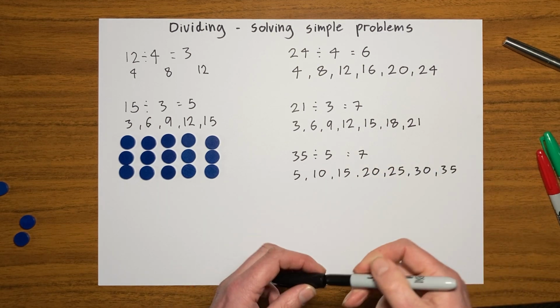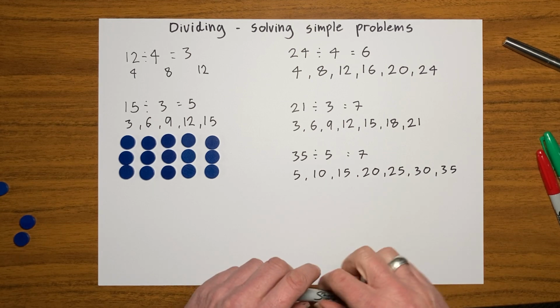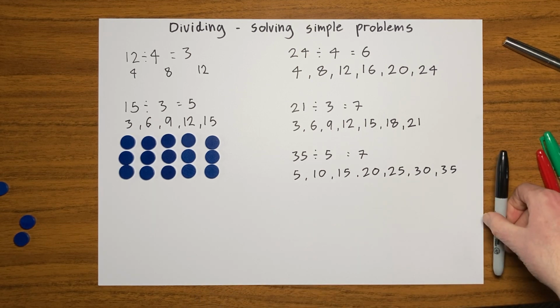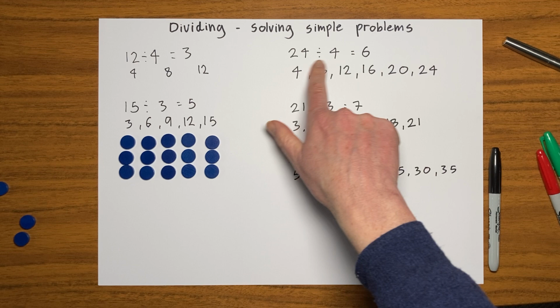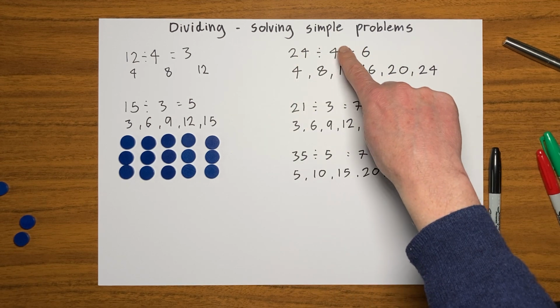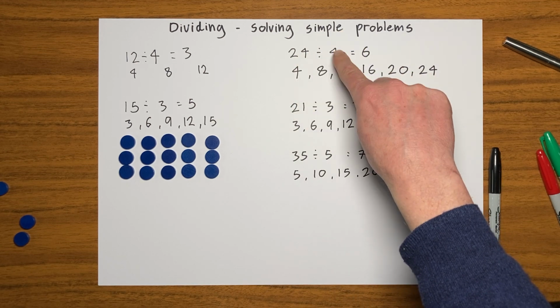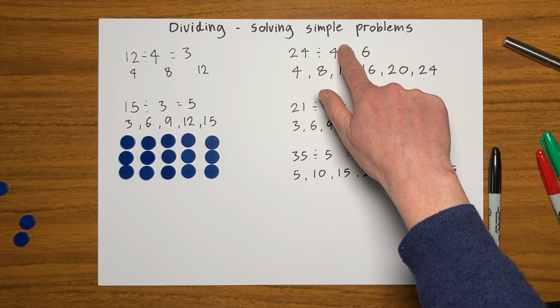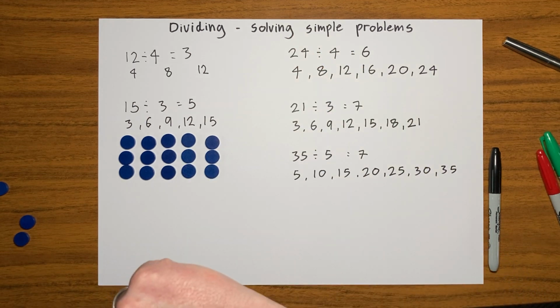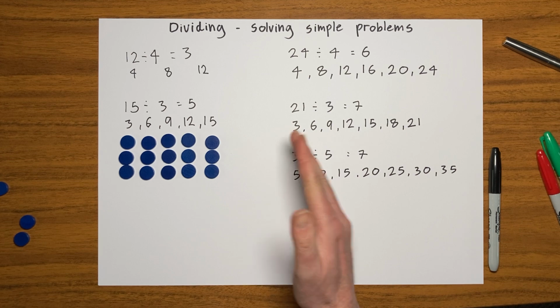There you go. I hope that has shown you how to solve simple dividing problems. Just always think to yourself when you see a dividing problem like this, how many groups of this size will go into this number? And then you will always be fine and you can just count up.